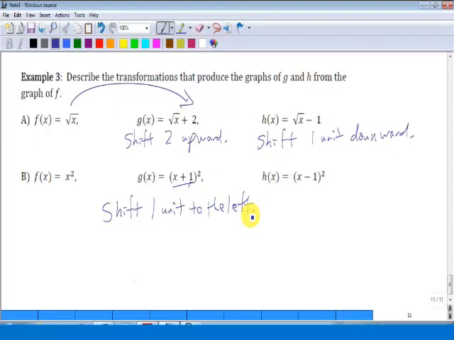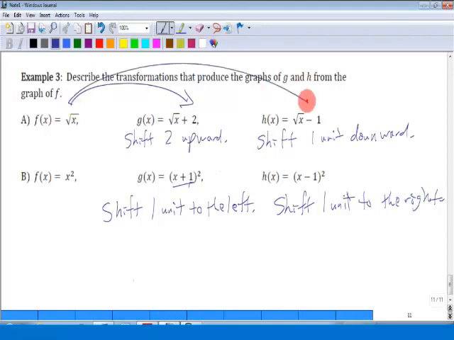If we do the opposite of that, substituting x minus 1 for x, that's got to be 1 unit to the right. Okay, so in each case, we were going back to the original one there to get where we're going.